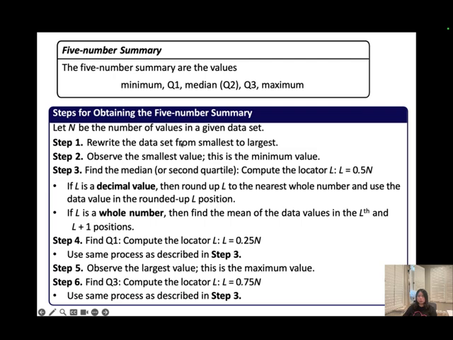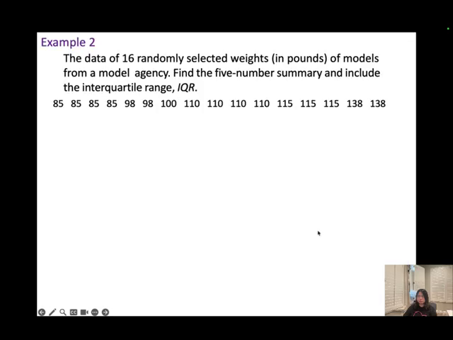Okay, we're gonna try to do a couple examples. Example 2. The data of 16 randomly selected weights in pounds of models from a model agency. Find the 5-number summary and include the interquartile range, IQR. After you find the 5-number summary, find the IQR. So look at the data. They sorted the data already from the smallest one to the largest one.